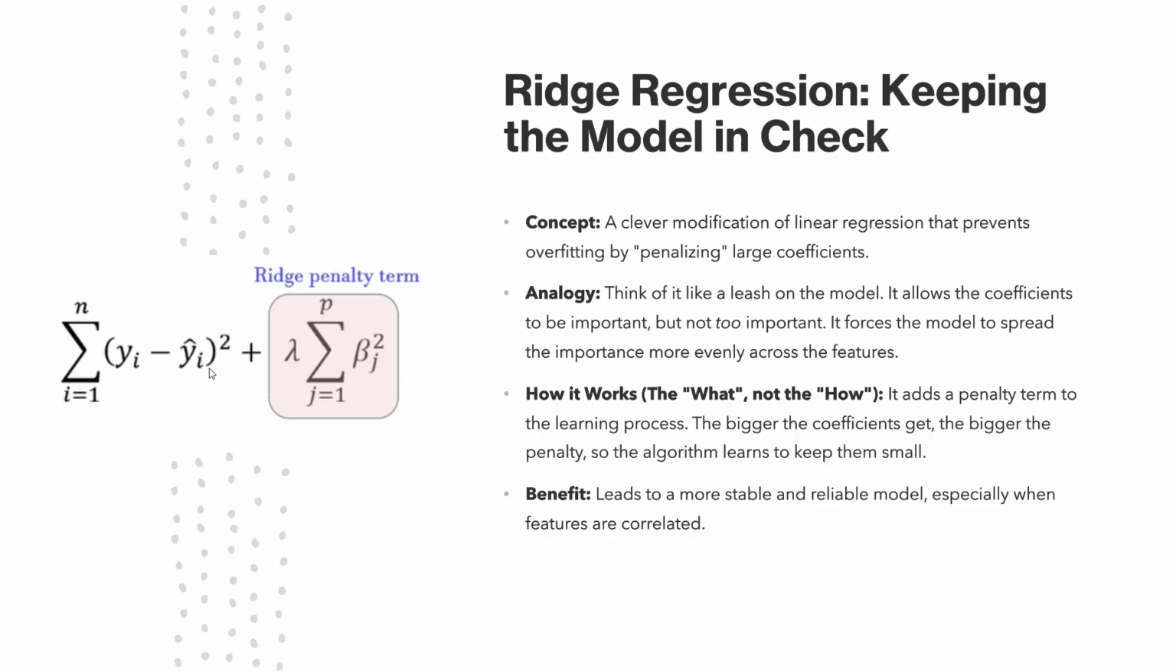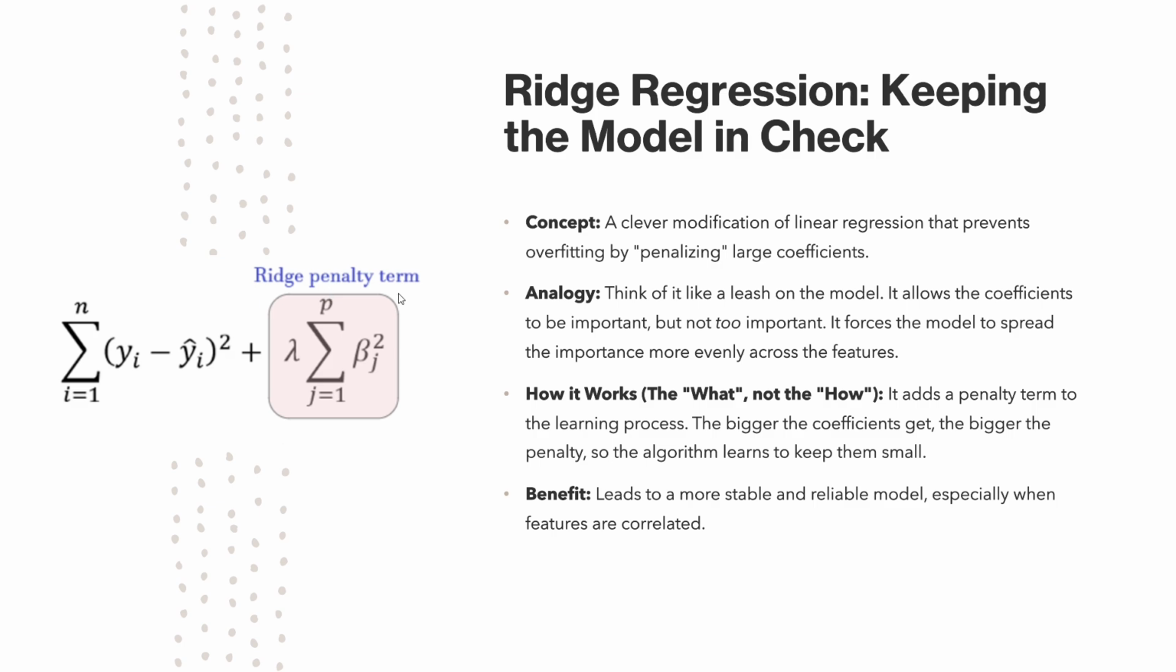Now, how do we solve this problem of huge coefficients because of overfitting? In comes ridge regression. So basically here we add a ridge penalty term to the error function. As we know, regression works based off minimizing the error function. So this here is the error function, and then additionally to it we have something called a ridge penalty term.